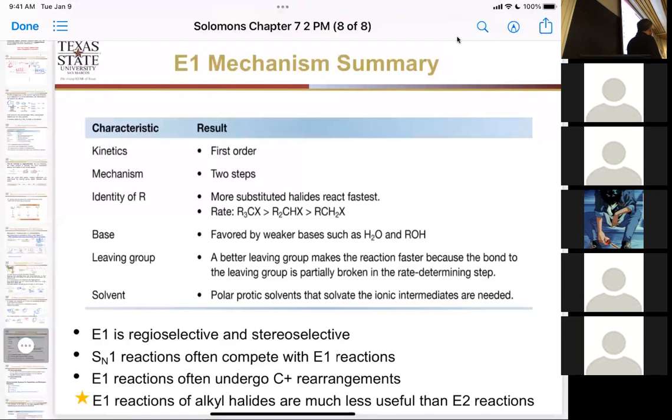And then polar protic solvents solvate those ionic materials. Remember, the hydrogen bonding will solvate the negative charge. The lone pairs on the water will solvate the cation. And so by solvating that, that's why your protic solvents help form your carbocations. In fact, they're almost required for your carbocation formation, and therefore we have a stereo-regioselective reaction right here, and it's stereoselective too. So we need to make sure that we're looking at how we do that.